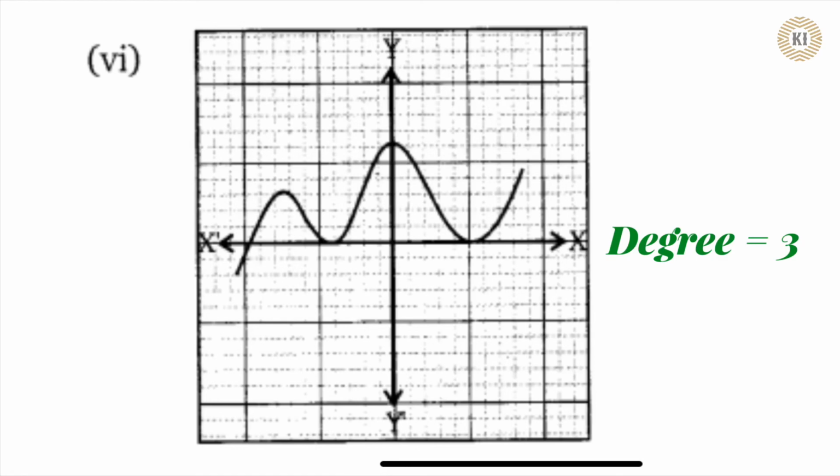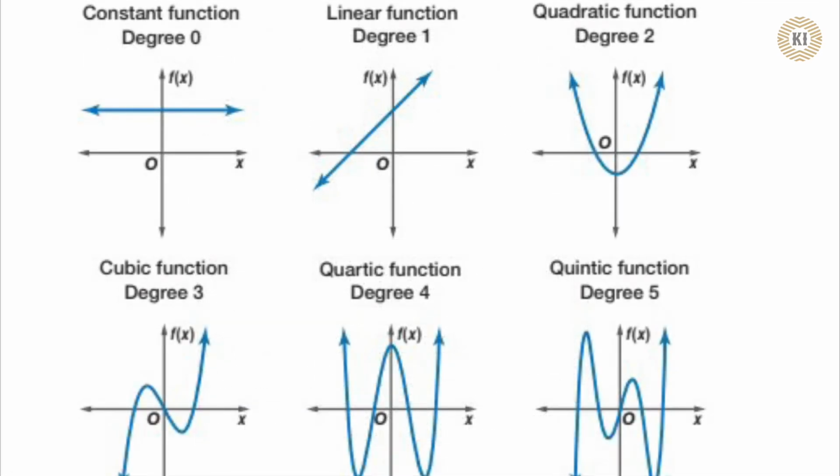So how many times a graph is cutting the x-axis, that many zeros will be there. Zeros can be fewer also, as we have seen in one question, where one zero came 2 times, so 2 times it will not cut the graph. That much will be its degree. Okay, how many times a graph is cutting the x-axis, that much will be the degree of the polynomial.